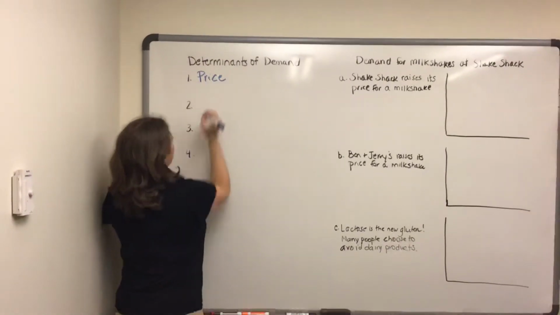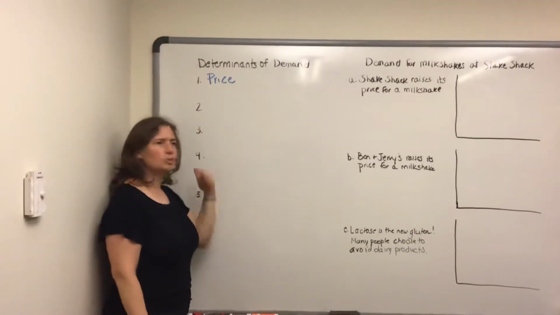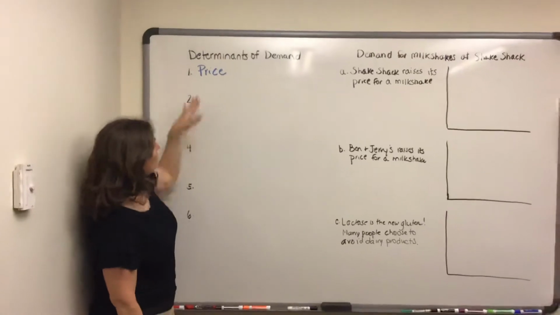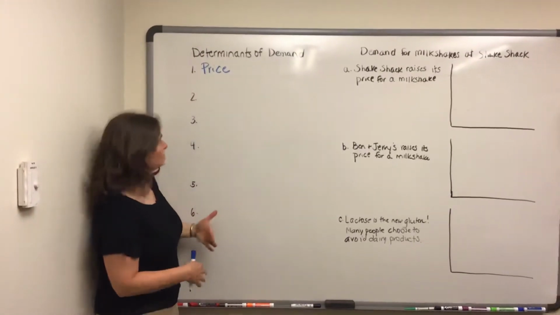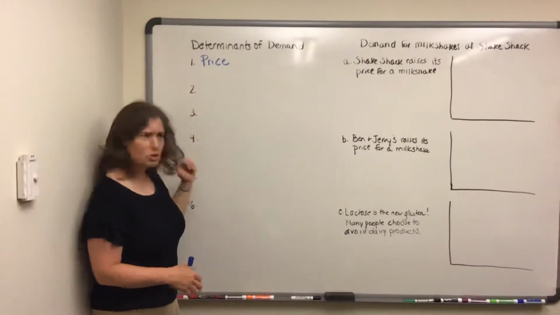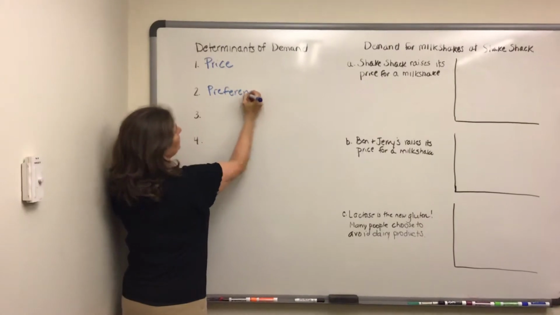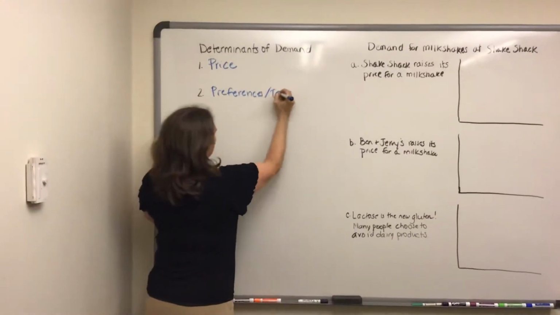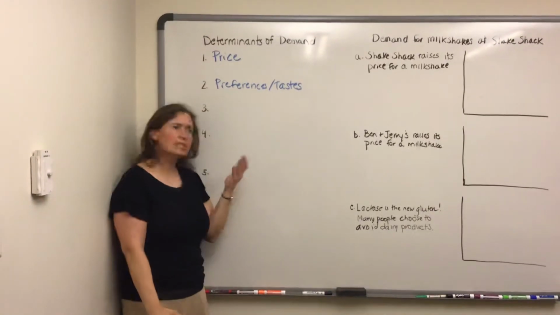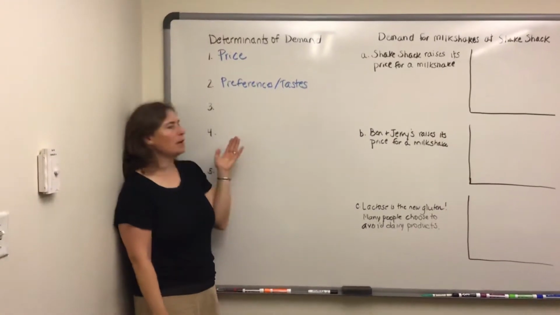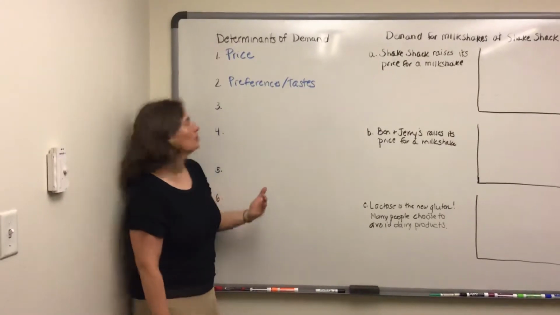The first one I'm going to write up here is price. This refers to the price of whichever product we're studying the demand for. Remember, the law of demand tells us prices and quantities move in different directions. The second determinant I want to mention is what we call preferences or tastes. This is just a measure of how enthusiastic or how much you want to consume the product, or perhaps how much you don't want to consume the product and wish to avoid it.